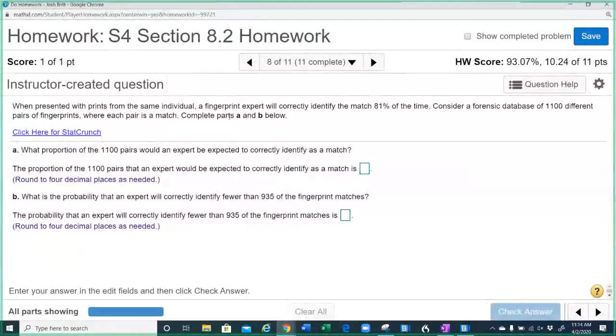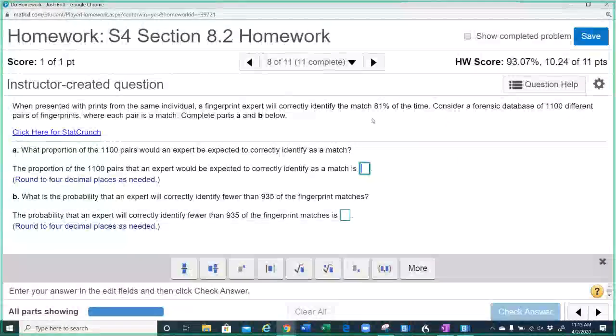All right, and a fingerprint expert will correctly identify a match 81% of the time. Forensic database of 1,100 different pairs, that's our sample size. What proportion of the 1,100 pairs would the expert be expected to correctly identify as a match? Well, that's given here, that's just 81% of the time. And then here we've got to do 935 over the 1,100 to get that sample proportion p-hat. So let's jot down 0.81 and our sample size 1,100, and we'll get our standard deviation.